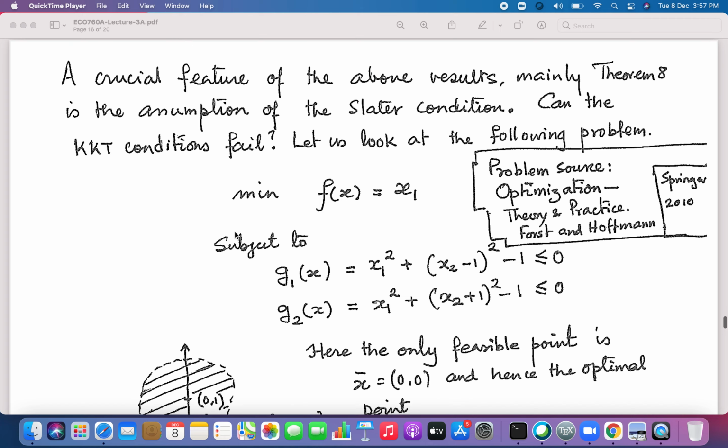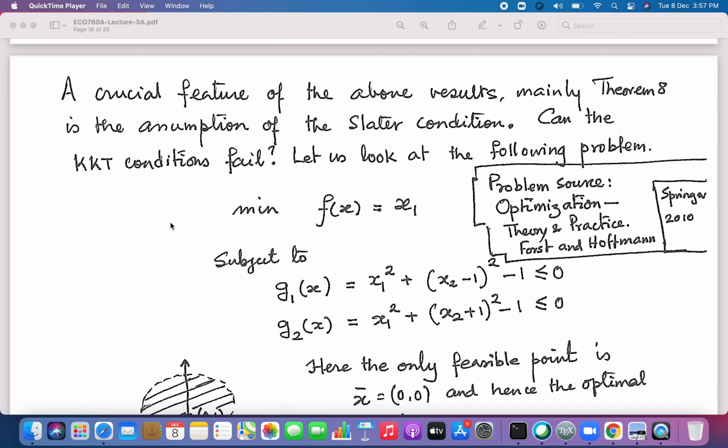Does the KKT condition fail? That is the question. The KKT condition can fail if a very important condition, the Slater condition, fails. It doesn't mean that the Slater condition is necessary; it is only sufficient for KKT to hold. It is not necessary that if, for a convex programming problem, a KKT condition holds, then the Slater condition has to hold.